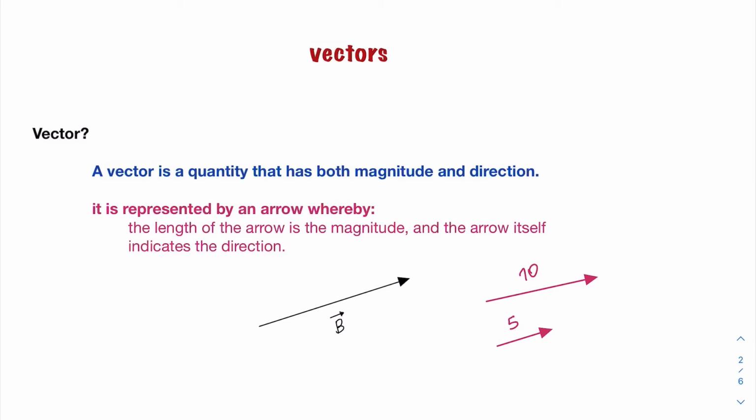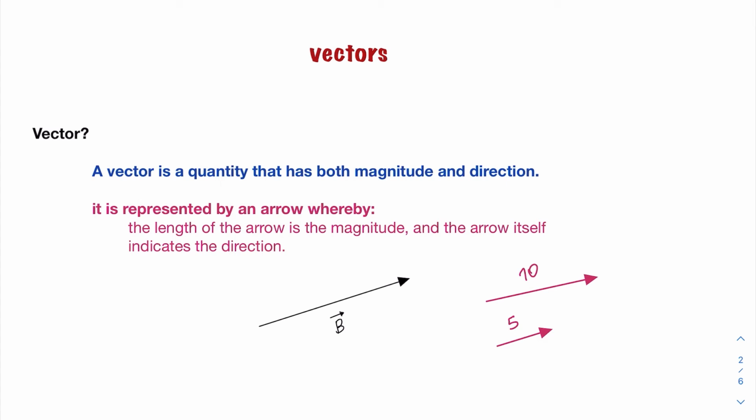In this video, we are going to talk about vectors. Let's first begin with defining a vector. A vector is a quantity that has both magnitude and direction. A vector is represented by an arrow, whereby the length of the arrow represents the magnitude and the arrow itself represents the direction of the vector.